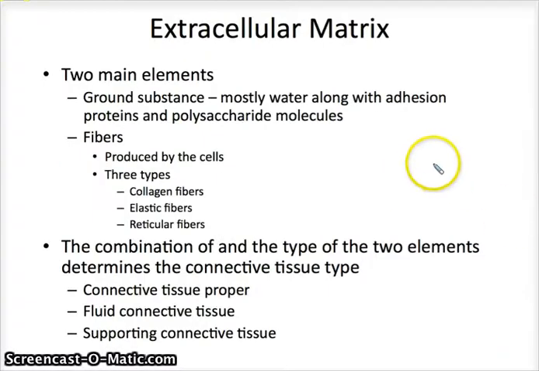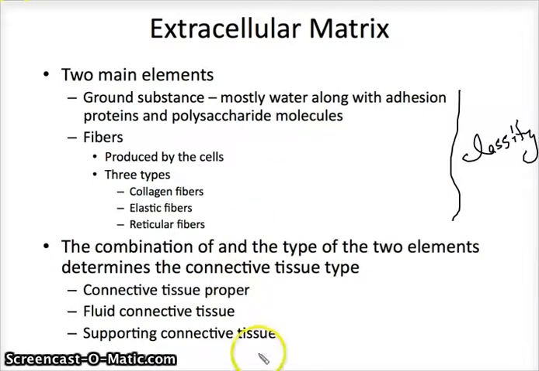Okay, first thing with extracellular matrix. You have what's known as a ground substance, and then you have fibers. Now, the combination of ground substance and fibers is how we will be classifying our connective tissue here. So, when we talk about ground substance, primarily water, you have proteins, you have polysaccharide molecules. Depending upon the ground substance, it can be gel-like, it can be crystalline in nature. It just depends on what's going on.